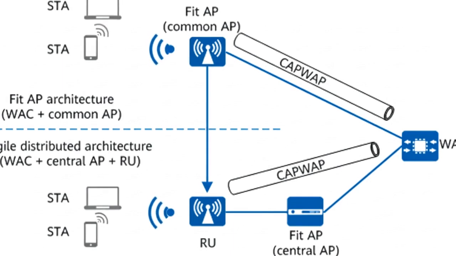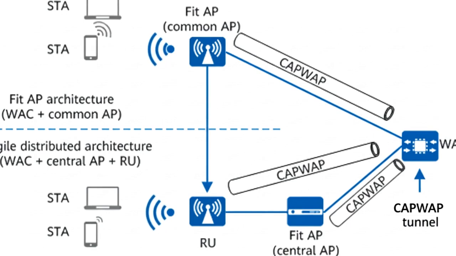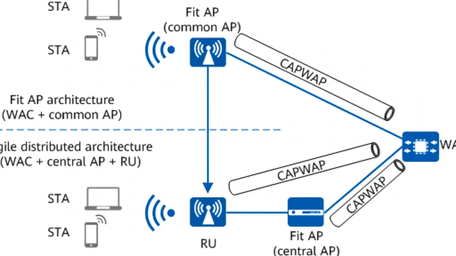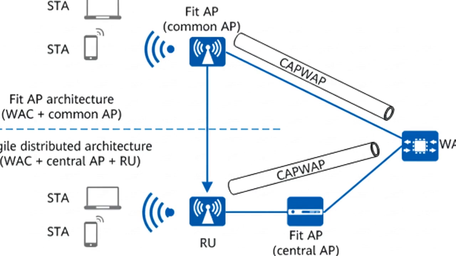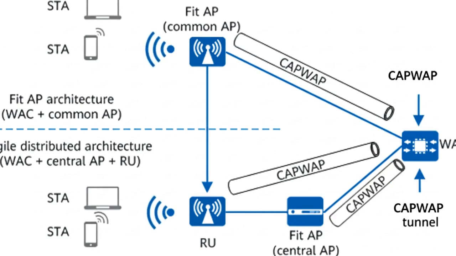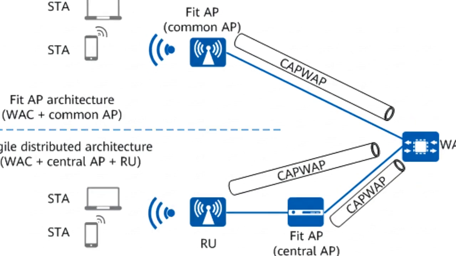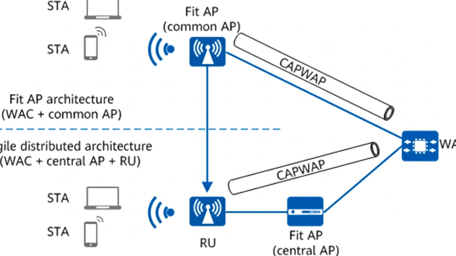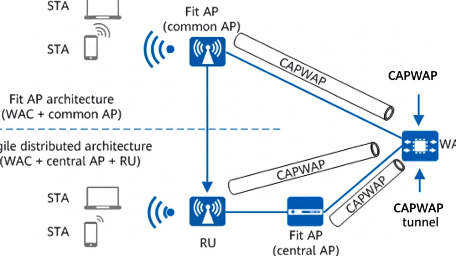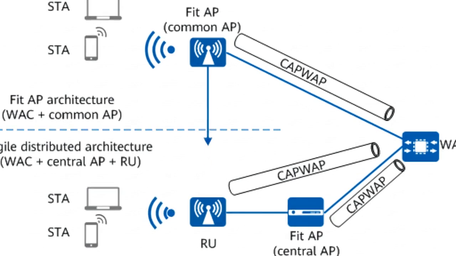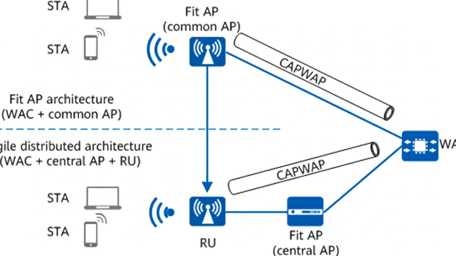That's where the second architecture really shines. The agile distributed architecture. This is kind of the aha moment for tricky deployments. Agile distributed, how's that different? So the WAC manages what are called central APs. Think of them like powerful hubs, maybe on each floor. Okay, central APs. And those central APs then manage smaller remote units, or RUs, often like wall plates. RUs, so like one in each room almost. Exactly. Perfect for hotels, hospitals, dorms.